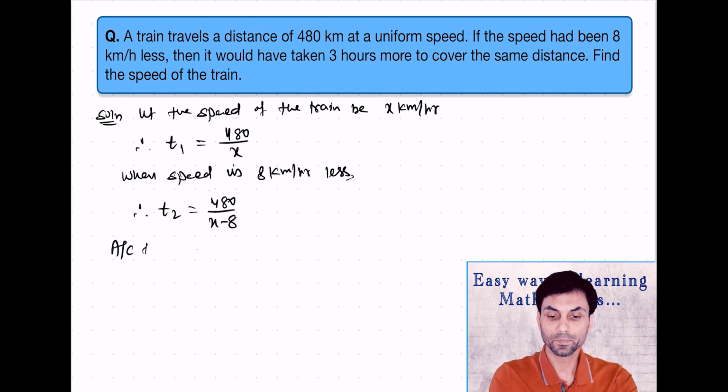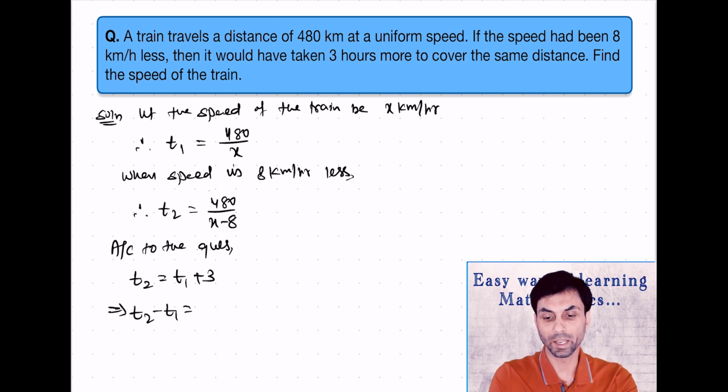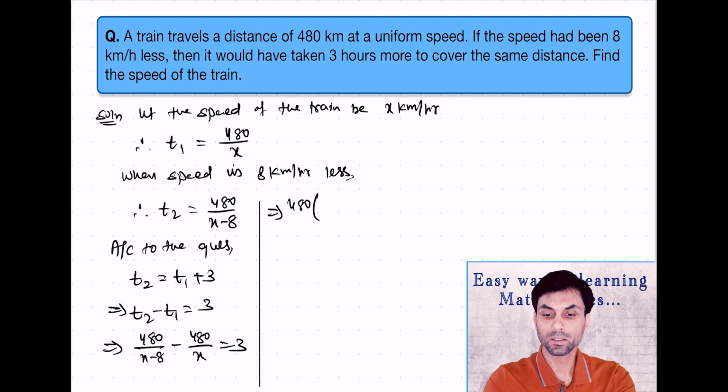Now according to the question, we'll get t2 equals to t1 plus 3, and so t2 minus t1 will be equals to 3. On substituting the value of t2 and t1, we'll get 480 upon x minus 8 minus 480 upon x, which will be 3. Now taking 480 common, we'll get 1 upon x minus 8 minus 1 upon x, which will be equals to 3. Here we can cancel 3 and 480 160 times. So it will be 160.